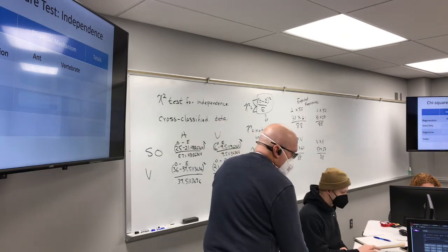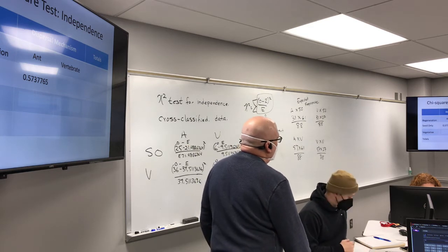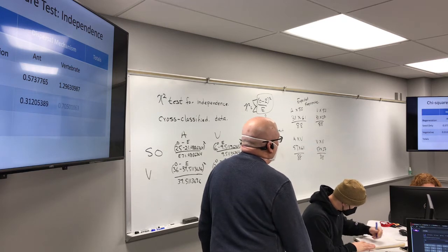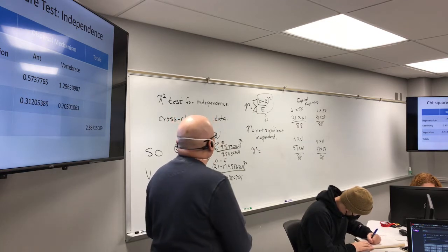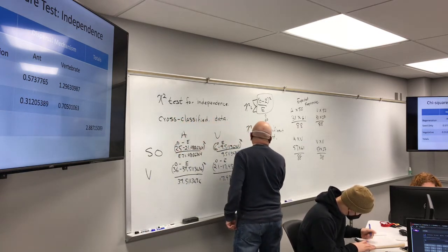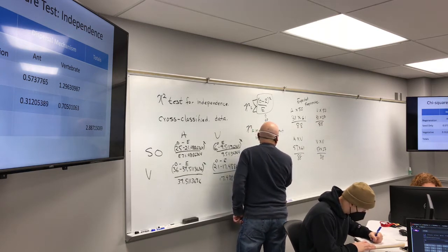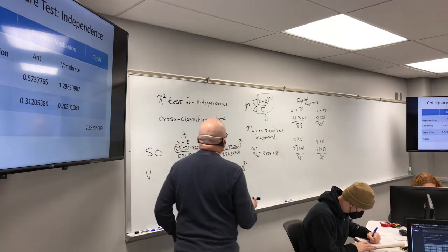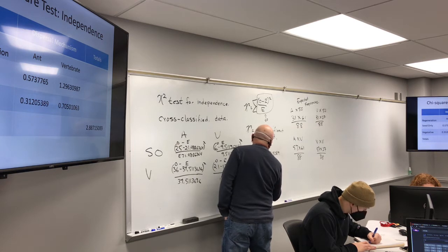All right. So here's the numbers that I got, and you'll see, once again, all these numbers are really pretty small. 0.5737, 1.29, 0.312, 0.705, and I got 2.88. So this is what we observed. Now, of course, what do we calculate? What do we compare this to? We compare this to the chi-square at an alpha level of 0.05.